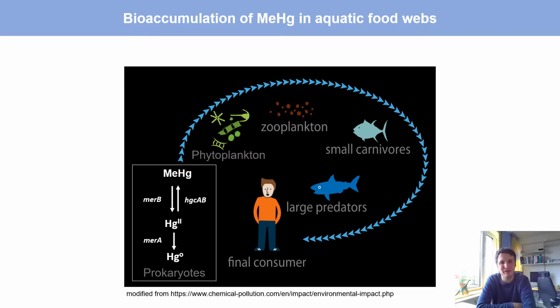When methyl mercury is present in an ecosystem, it will bioaccumulate in the food web. Here I show an example of an aquatic food web, where methyl mercury is captured by phytoplankton species that are grazed in turn by zooplankton, etc., until the final consumer, which can sometimes be human. And when you eat a lot of fish or seafood that is contaminated with methyl mercury, you can get very sick, because methyl mercury is a neurotoxin.